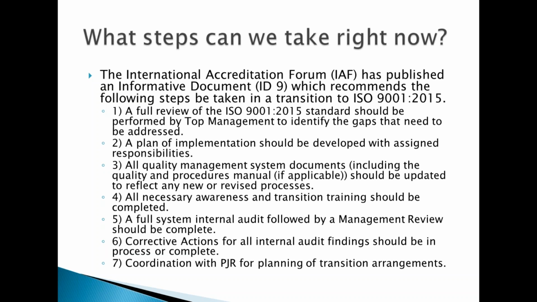Number 4, take all steps necessary to ensure that awareness and transition training is complete. Number 5, perform a full system internal audit followed by a management review. Step 6, ensure that corrective actions are in place for all internal audit findings. And finally, coordinate with PJR for planning of your transition arrangement.